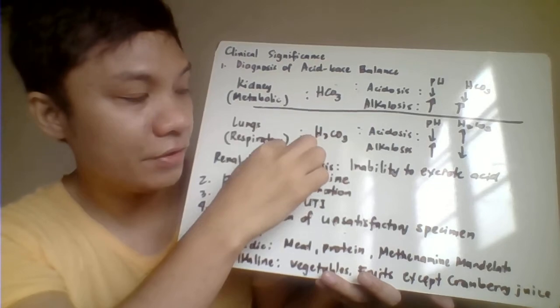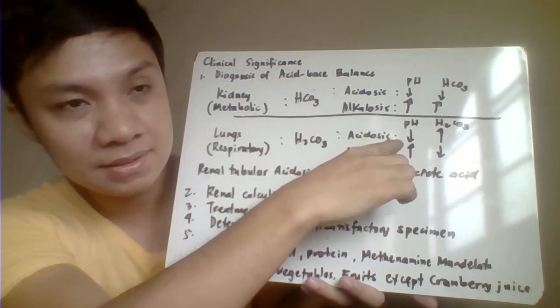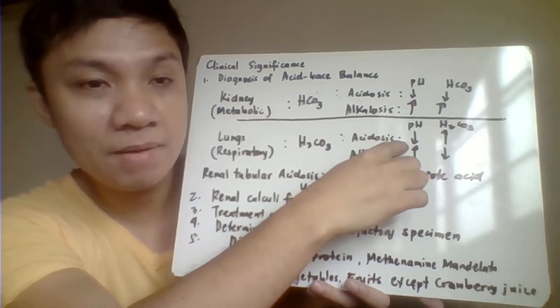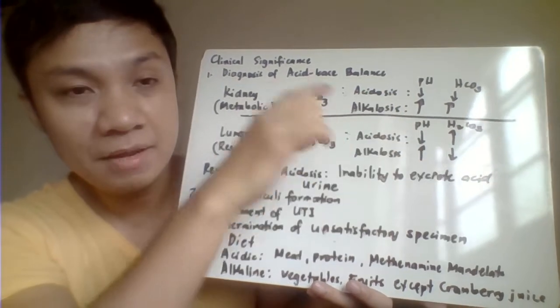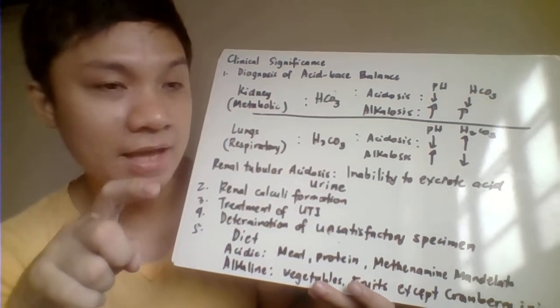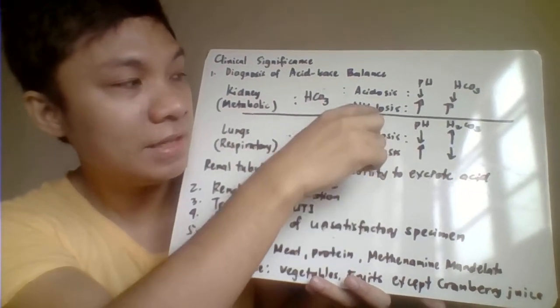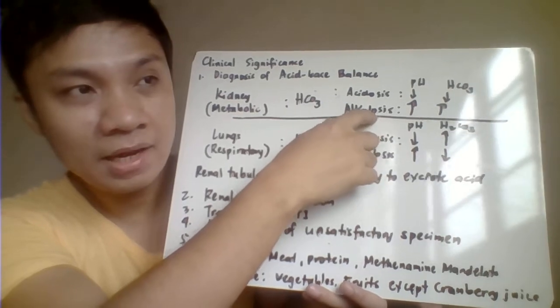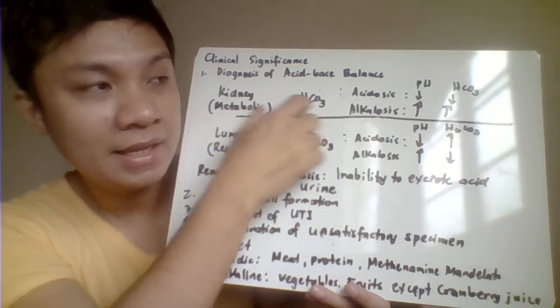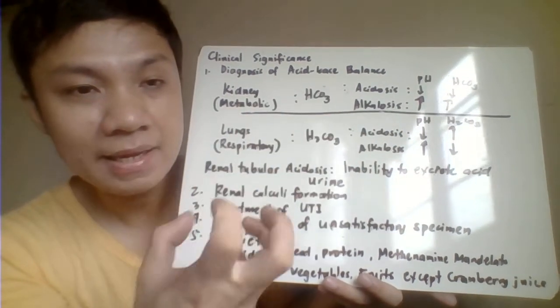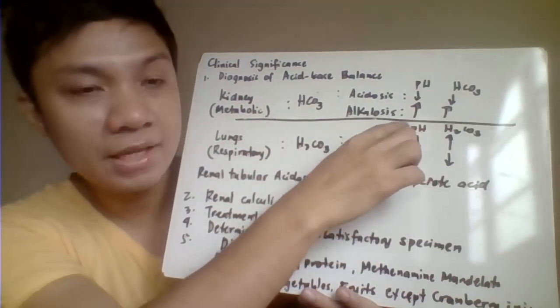Like in the case of your respiratory acidosis, ano magiging compensation natin to maintain your normal blood pH? Dapat, magiging 7.4 ang ating blood pH. Since you have problem here in the lungs in the form of acidosis, dapat alkalosis ang gagawin ni kidney natin. In the form of, ano gagawin niya para magkaroon ng alkalosis? I-reabsorb niya ang bicarbonate dapat.